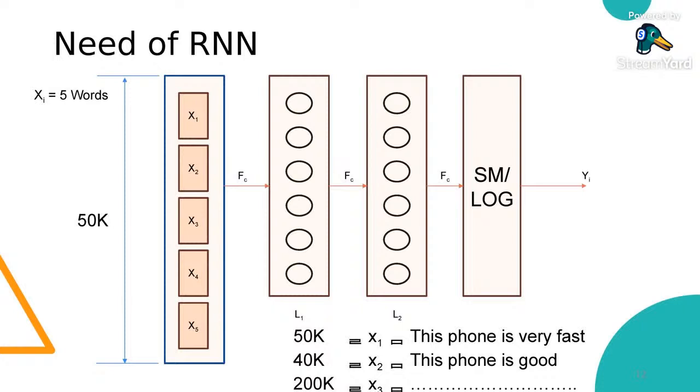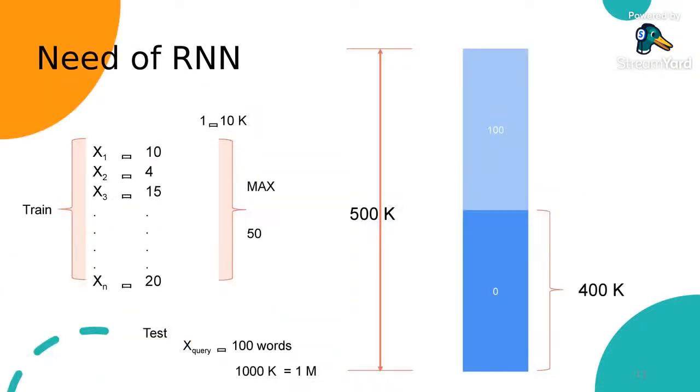Now, in the first case we have 50k from the 5 words. Let's say the next sentence is of 4 words, and that sentence is "this phone is good". Now the input will be of 40k. So the length of the input is changing, and if the input length is changing, it ultimately affects the overall network. So the first problem is that the length of the input is changing. So the MLP approach cannot be a good one for you.